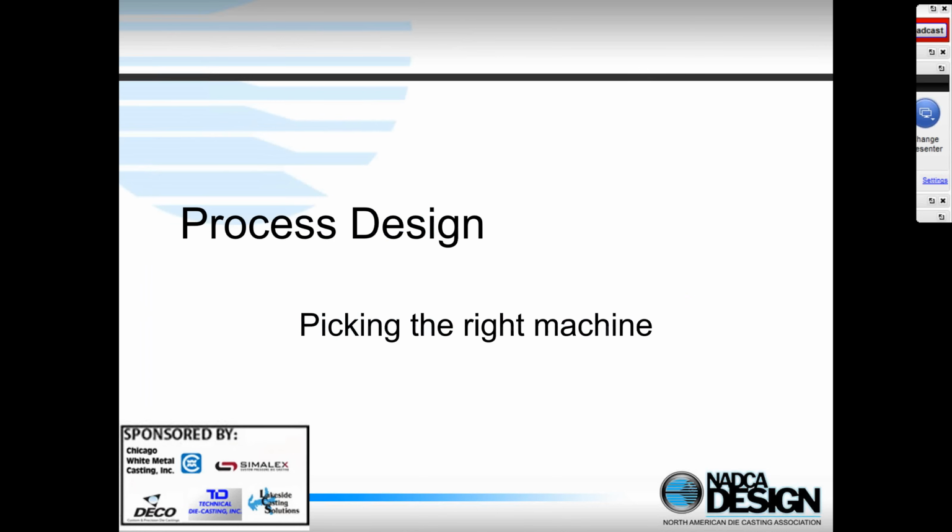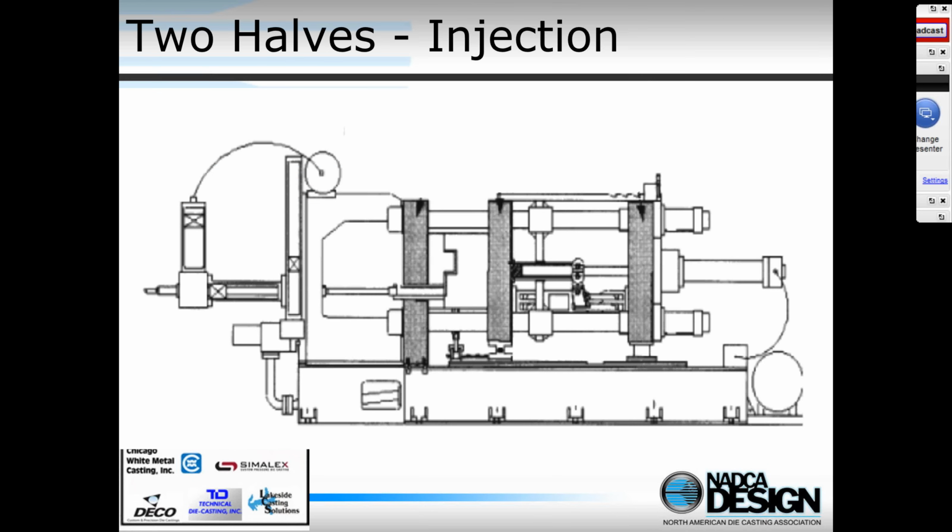Okay, so we pick the process, hot chamber versus cold chamber. We're picking the right machine. We pick the right kind of tool. We know how many cavities we're going to put in the tool. Now we have to pick the right machine for making the castings. So let's talk a little bit about the machines.